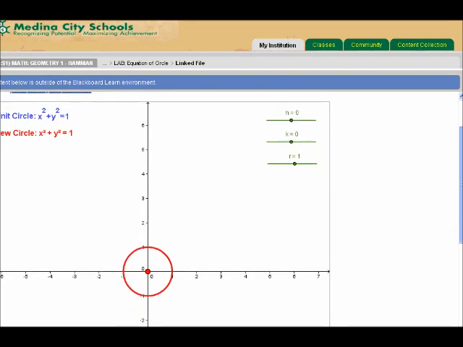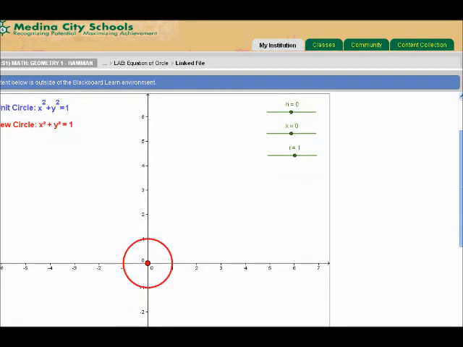Okay, so here we have two circles. We have what they call the unit circle, which just means you have a circle centered at the origin with a radius of 1. And then our new circle is the one that is in red. And you were able to change the new circle by using these sliders up here.